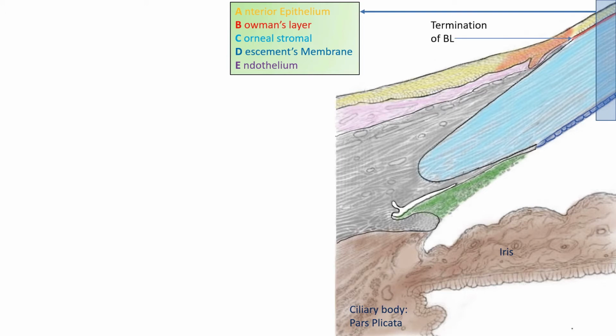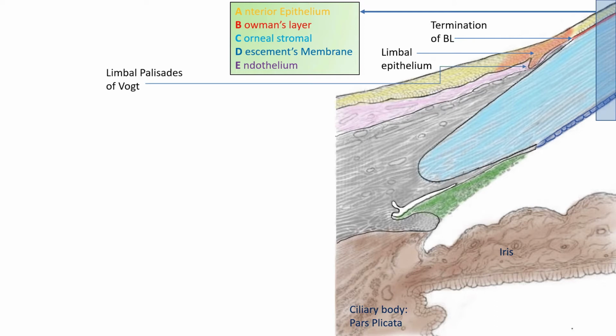The first landmark to see is the termination of the Bowman's layer, and that is also the point at which the corneal epithelium changes into the limbal epithelium. Now the limbal epithelium is shown here in orange, and you can see a crypt-like depression of the limbal epithelium. This is where the limbal stem cells reside, and this is also the source for the corneal epithelial cells in the corneal epithelial regenerative process. Now these limbal epithelial crypts are called the palisades of Vogt. I'll discuss more on these palisades later.